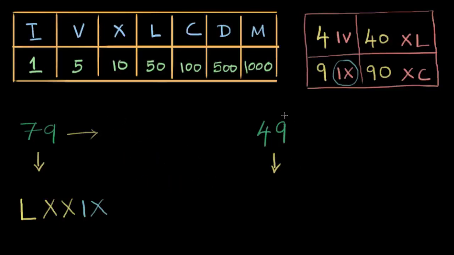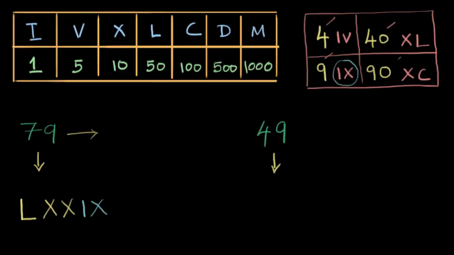This 49 is very interesting. I mean, I was tempted when I saw 49. My temptation was to write IL. Like, why not? 1 less than 50. It turns out that we do not do this. Like we said, we only use subtractive notation for these numbers, 4, 9, 40, 90, or 400, 900.